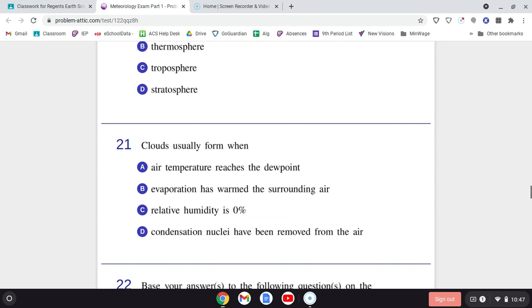21. Clouds usually form when what? Air temperature reaches the dew point. Evaporation has warmed the surrounding air. Relative humidity is 0%. I'm going to take away D. Clouds usually form when what?